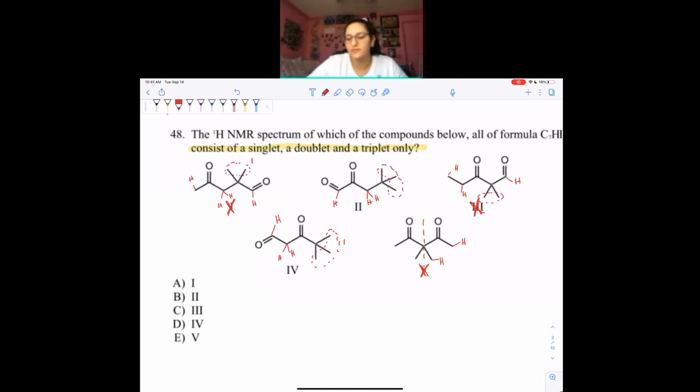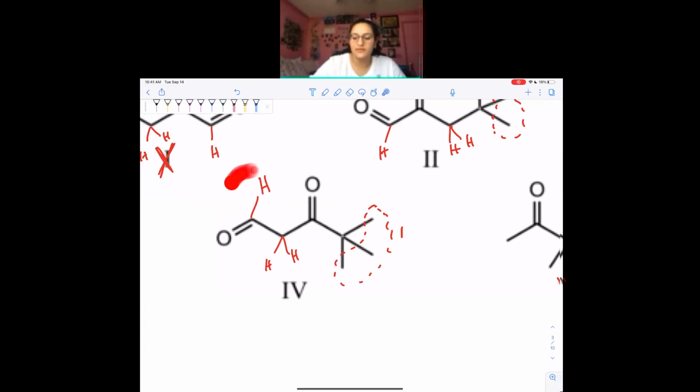And now we have to figure out singlet, doublet, triplet, what's going on. So let's start with this one, just because. This signal has 1, 2, 3 bond lengths. Cool. It has 2 neighbors. Plus 1 equals a triplet.